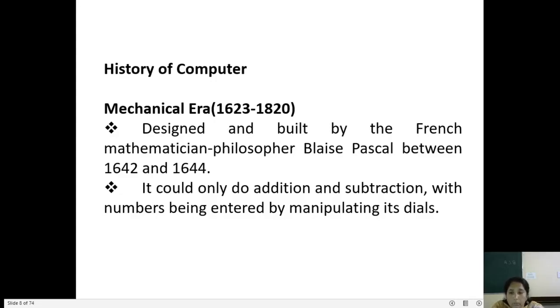When you come to the mechanical era, it started from 1623 and ran to 1820. Here a large number of mathematicians were working based on the principle of the abacus. A person called Blaise Pascal, a famous mathematician as well as philosopher, in the years 1642 to 1644 introduced a machine called the Pascaline, which is used to perform addition and subtraction.